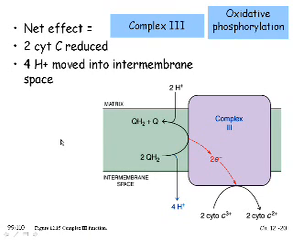So the overall effect of the Q cycle is we get 2 molecules of cytochrome C reduced. We get the 1 molecule of ubiquinone oxidized, and we move 4 protons altogether into the intermembrane space. So that's complex 3. That's the way it accomplishes the proton pumping. So we've got electrons moving. We've got protons being pumped. So we're still building up a proton gradient in this intermembrane space.